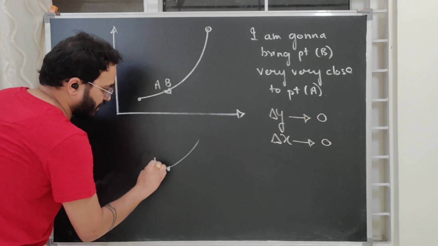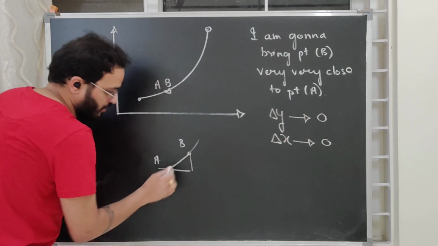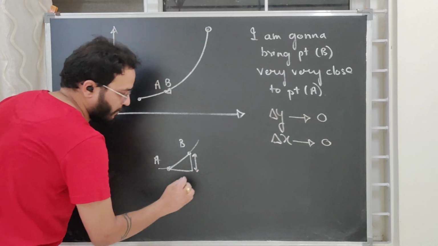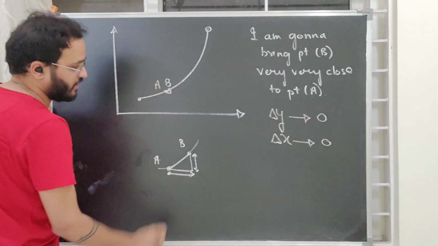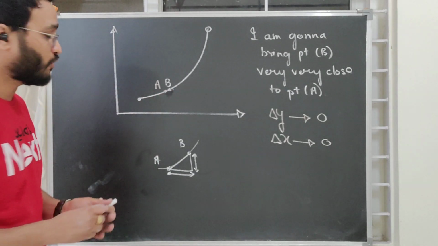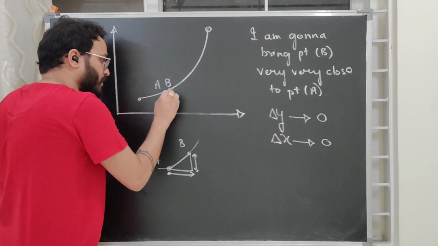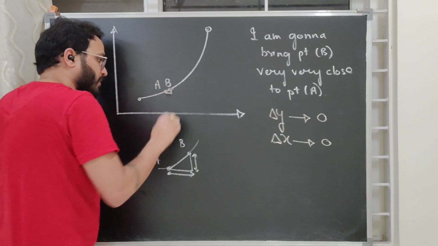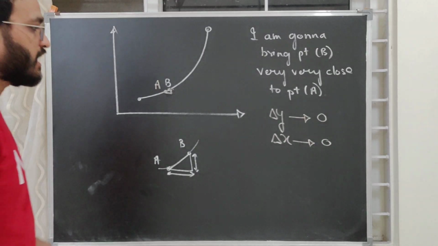If this is A and this is B, can you see this? This is a very small height, a very small change in y, and this will be a very small change in x. Can you see it here? It is very small, and with the chalk it's becoming very difficult to show, but still I will try. So this is a small triangle which I am showing here, because again we are very close.